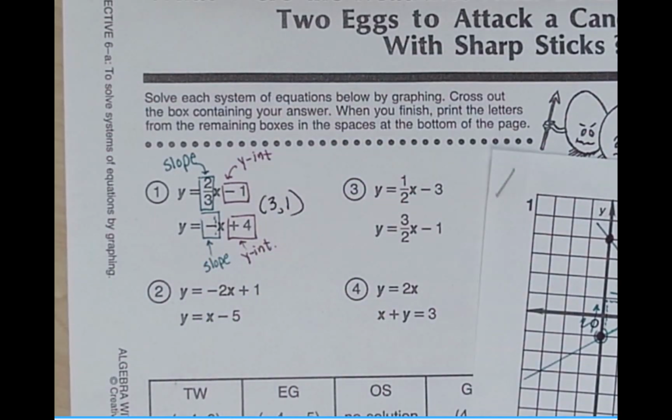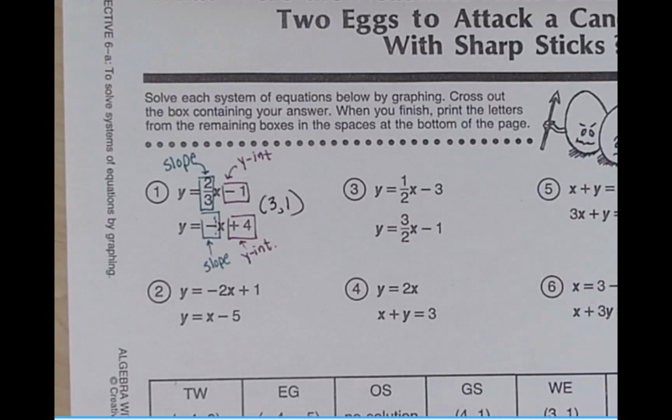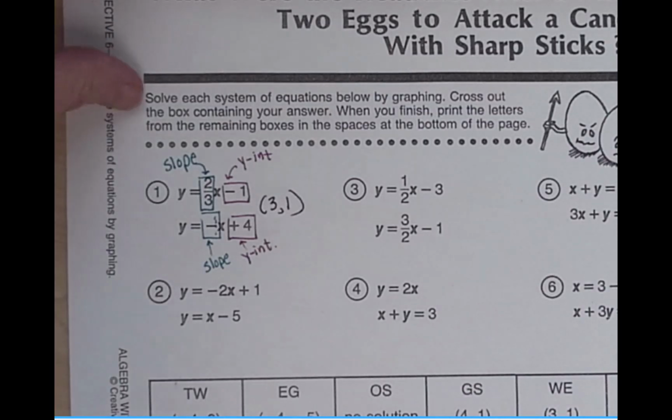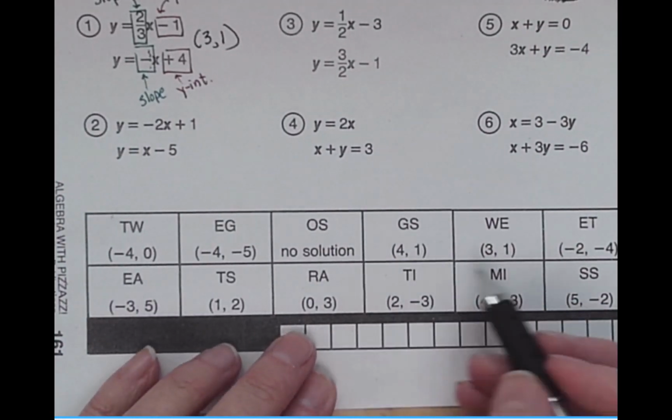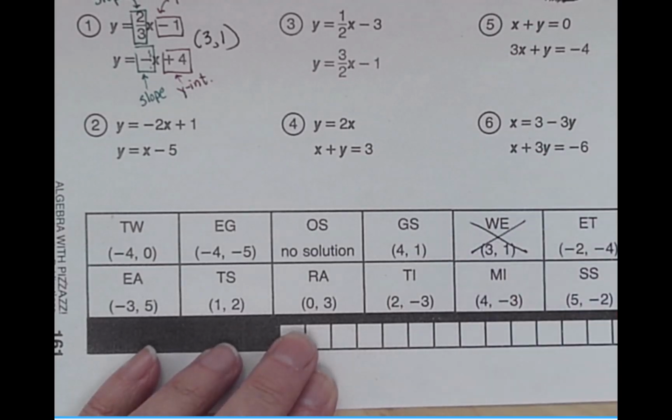And if you want to do the little puzzle and find the answer to the riddle, it asks you to cross off the box that contains the answer. So I'm going to find my answer down here, 3, 1, cross off that box. It's not part of the answer to the riddle.